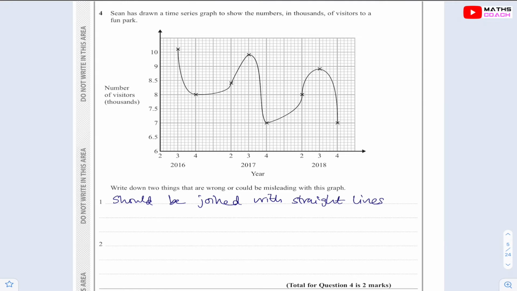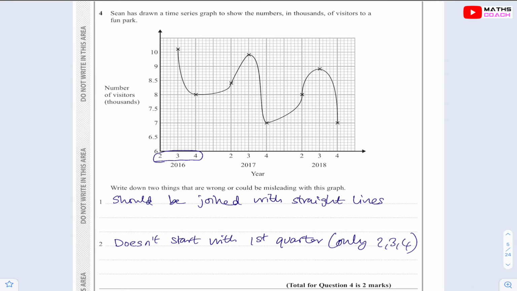Number 2 is it doesn't start with the first quarter. As you can see here, you have 2, 3, 4. Now, time series graphs usually show the quarters of a year. In a year, you can break up the year into quarters. You have the first quarter, second quarter, third quarter, fourth quarter. But this only contains 2, 3, and 4. So it doesn't start with the first quarter. Only 2, 3, and 4.